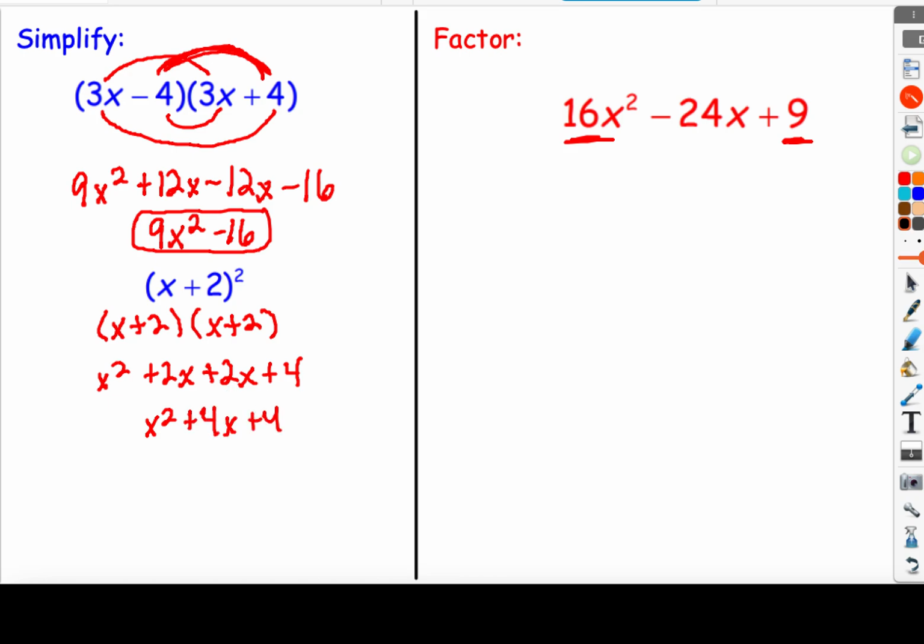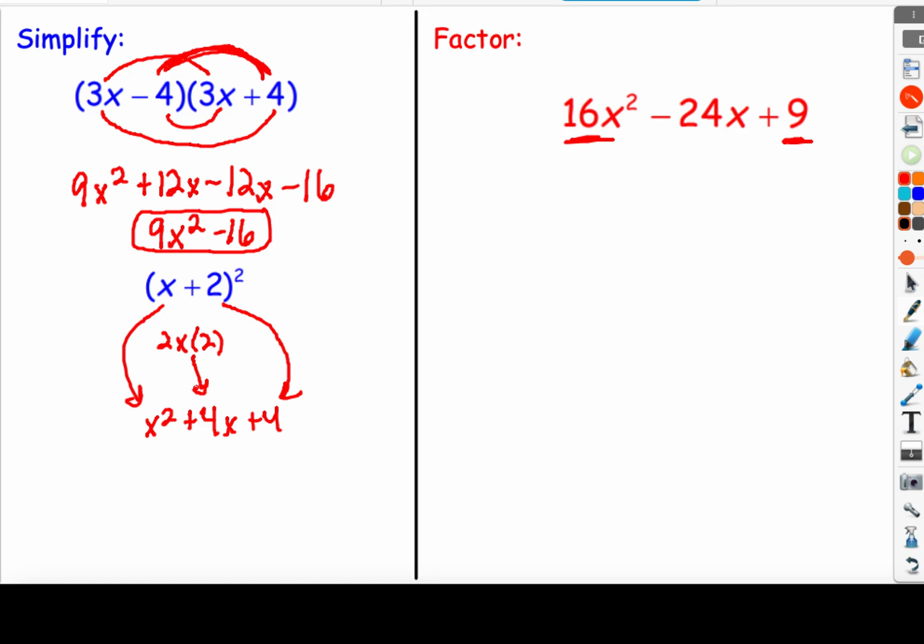And you might have remembered the special pattern that we have. If you do have a perfect square like that, technically you can say the first part squared, and the second part squared, and the first times the second times 2 always gives you the middle. So we get 2 times x times 2.